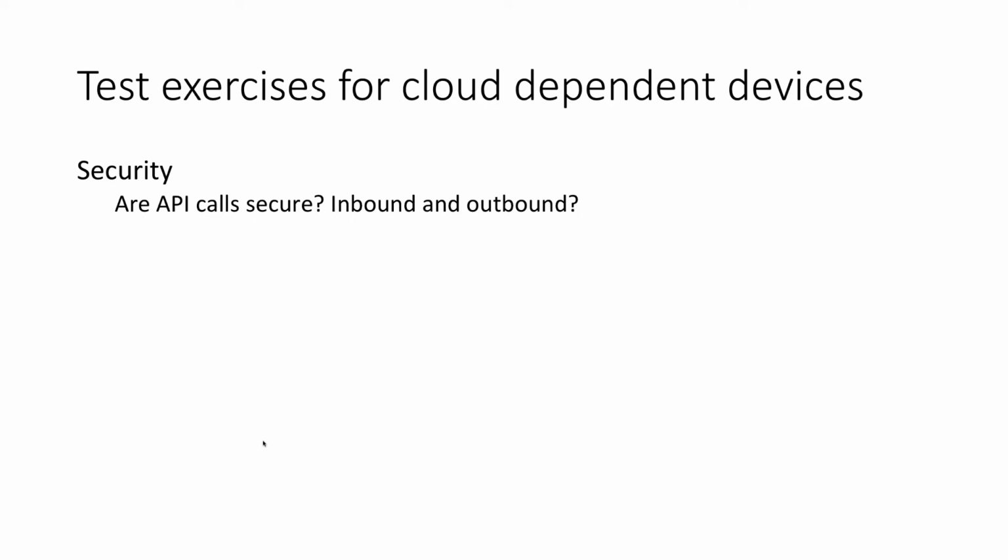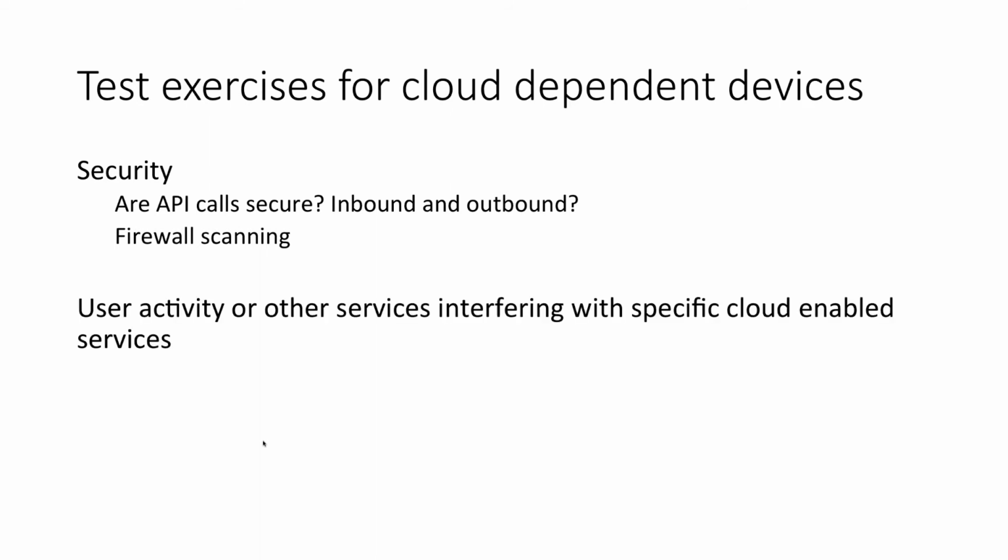Also doing data validation on the API calls, but also firewall scanning, so making sure that the device isn't revealing any of its open ports. Because if this is some proprietary protocol and there are inbound API calls being made on the device, you want to make sure that those are either whitelisted or locked down.